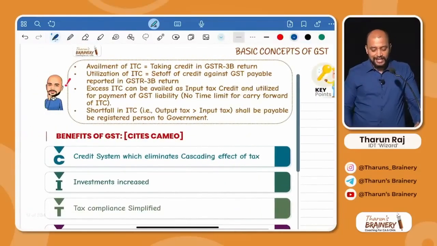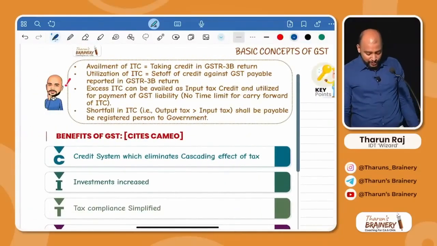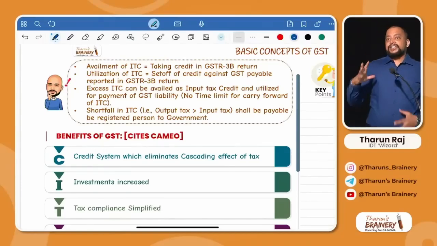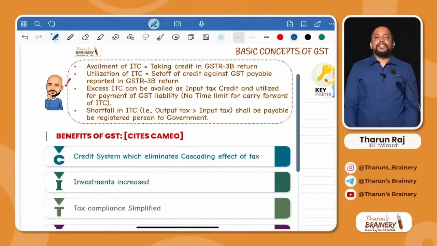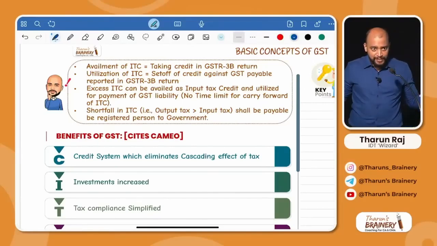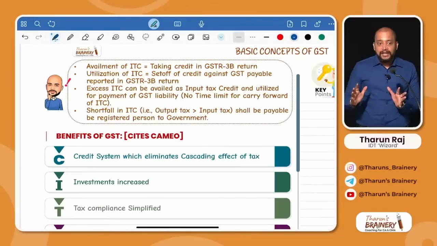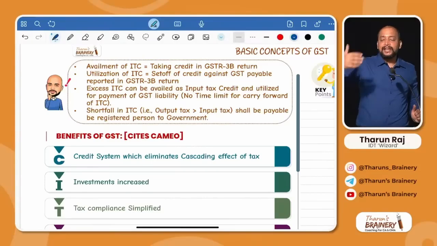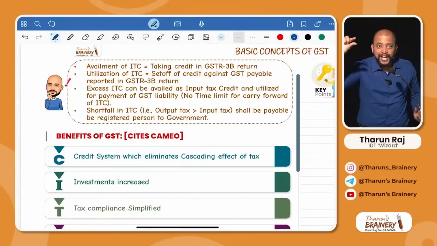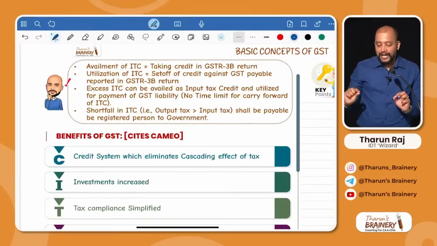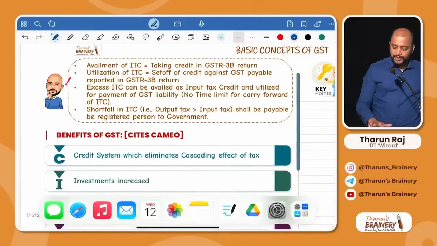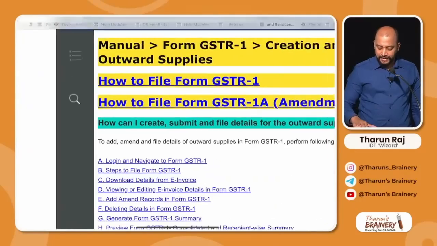Now see those words in the next page. Availment of ITC. What is the meaning of availment of ITC? Taking credit. Where will we take credit? GSTR 3B. GSTR 3B is a return which will be filed by every registered person, and that GSTR 3B contains the details of my liability, my input tax credit, everything will be there in the 3B return. So in that 3B, I will enter how much input tax credit I am eligible for. That is known as availment of ITC. Is it clear?